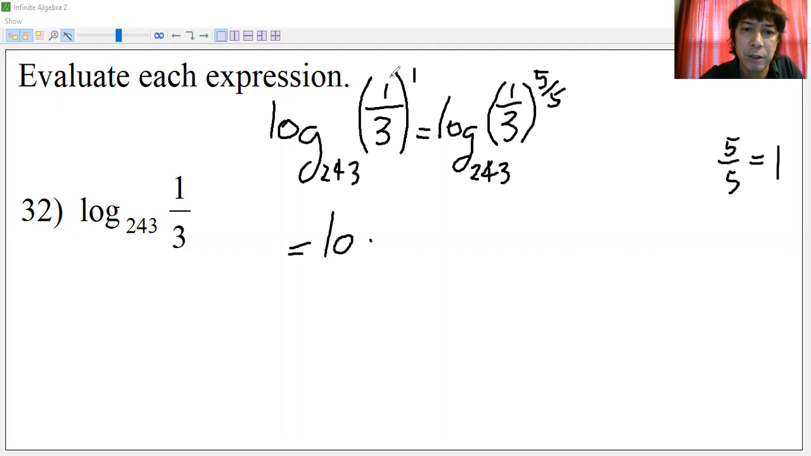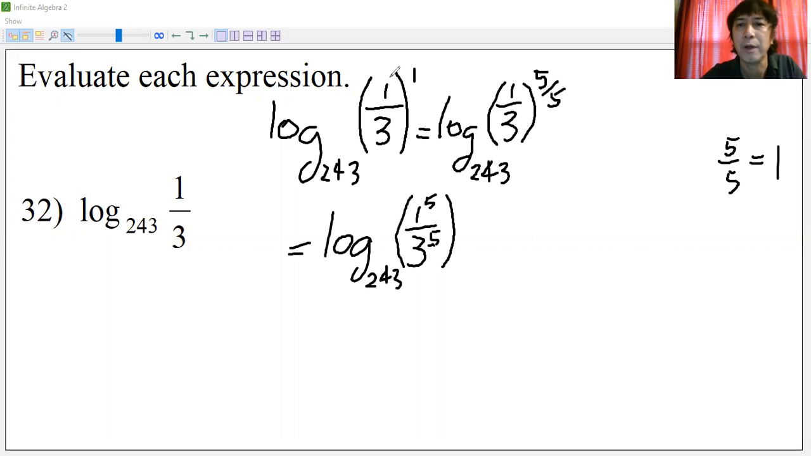It's possible to write it this way, logarithm of base 243, and then 1 to the 5 and 3 to the 5, there. Just bringing this 5 inside, and you still have 1/5 there, because we brought that 5 in, okay? So we raised the 1 to 5, and we raised the 3 to 5, law of exponents. And so the inside number now will look like this.